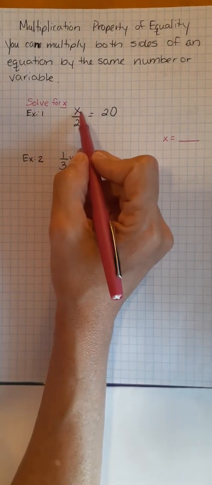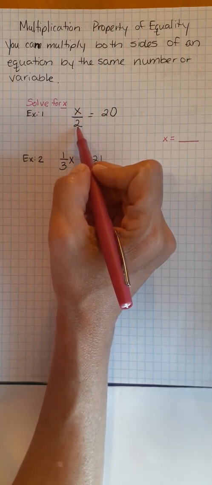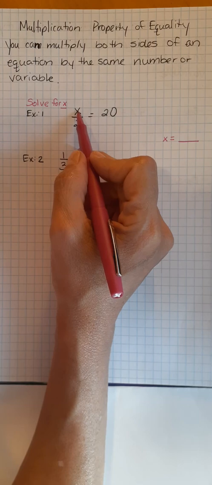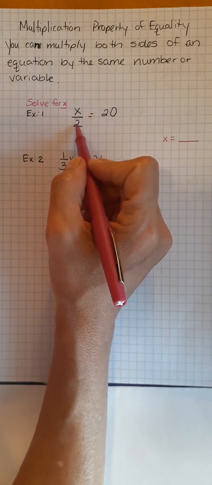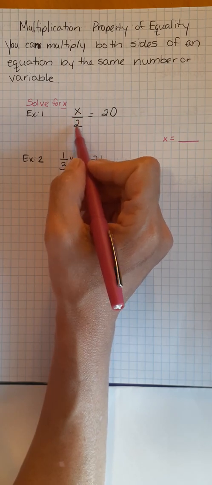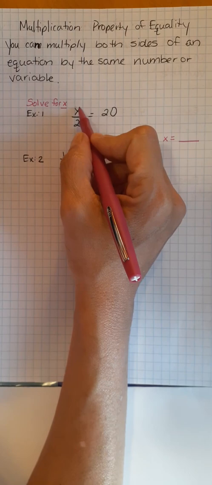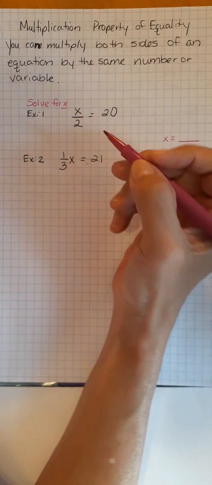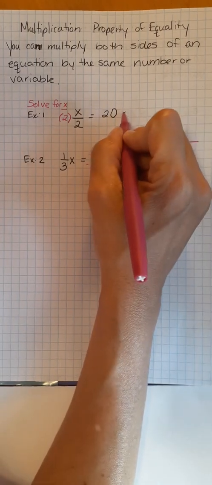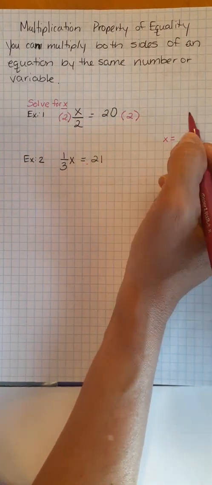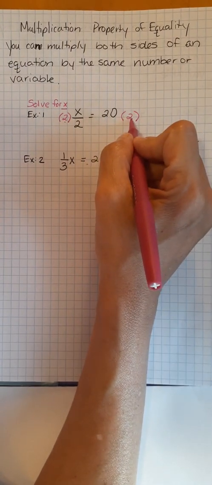So if you have a variable and it is divided, or in a fraction, with a number or variable underneath, to isolate that variable and get it alone, you can multiply both sides by the number that is in the denominator. So this happens to be a 2, x divided by 2. The opposite would be to multiply by 2, and what you do to one side, you have to do to the other. And so I multiply by 2, I multiply by 2.